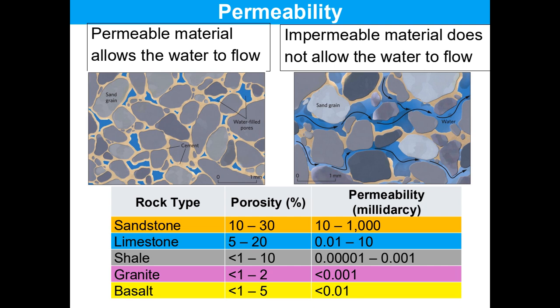For example, sandstone can hold up to 30% of the water, but basalt, for example, holds only up to 5%. Permeability, however, gives you an idea about how much the water is flowing. For example, here we have 10 to 1,000 millidarcy. Millidarcy is the unit given to permeability. Darcy is a scientist who studied groundwater a lot, and he came up with many equations, including the equation we're going to talk about in a few minutes.